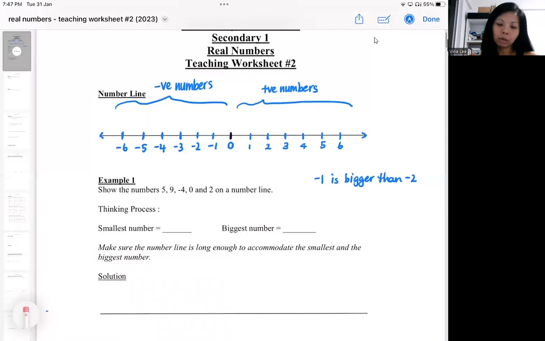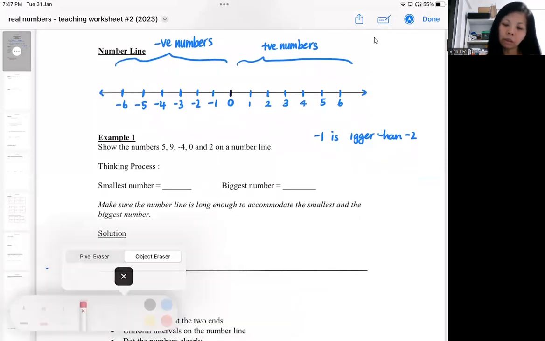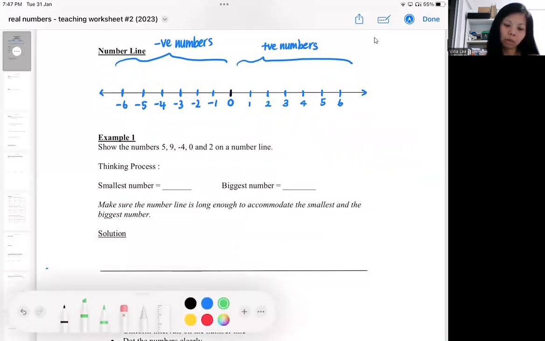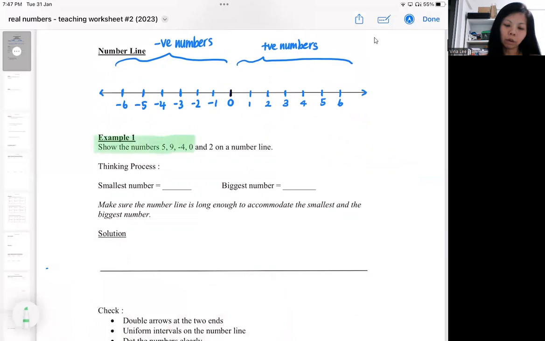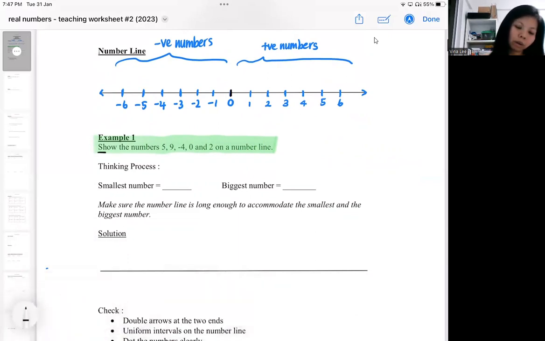Now I'm going to show you the thinking process in example 1. This is a very typical question. That is the exact phrasing. If you look at this question, it says show all these numbers on a number line. So how are you supposed to show? Later on, we will show all of this with dots.